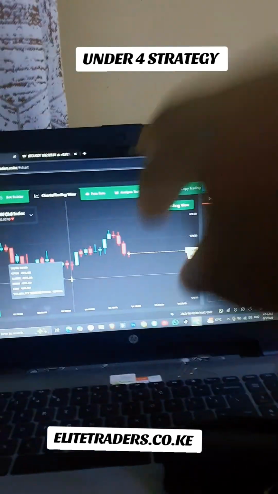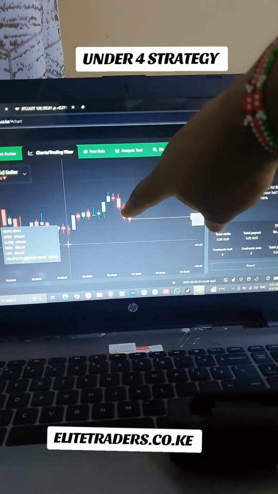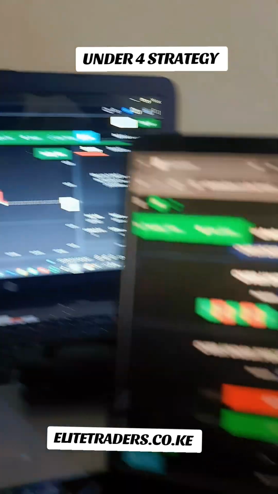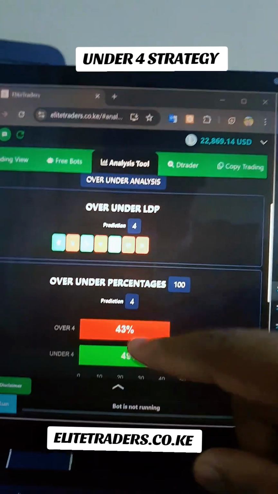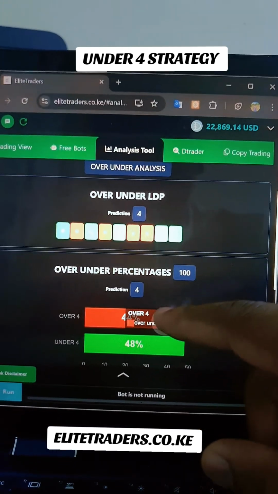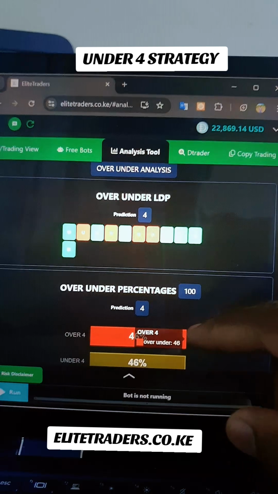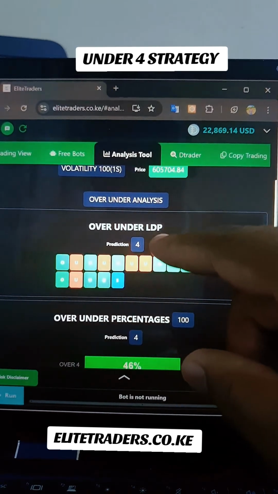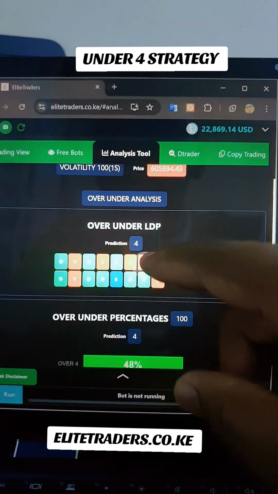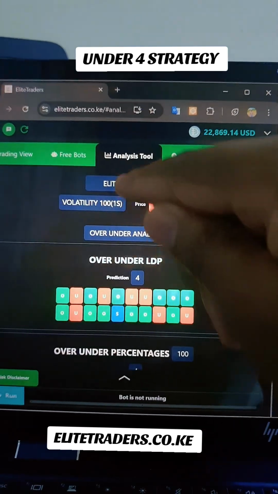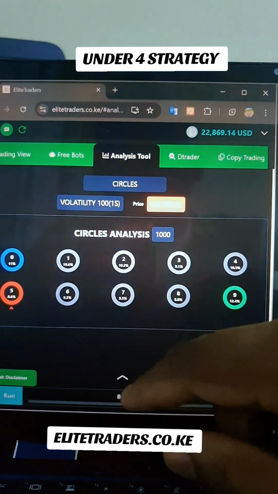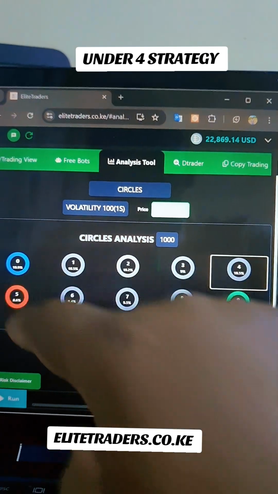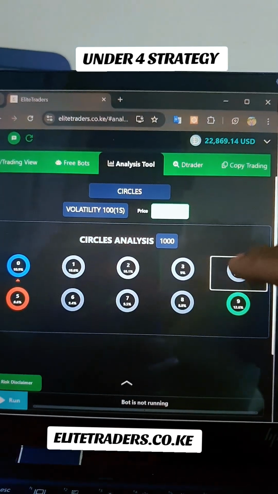If you check here, you can actually see the market was this candlestick. You're gonna trade now. The candlestick was on a continuous fall. Even the current candlestick is still on a continuous fall. The under 4 market here, that is on the percentage tool, should be 40% and above. Then on the LDP analyzer, the moment you set up your prediction digit as 4, the under digits should be dominating the market. Then get to the circles. The blue bar, green bar should all be below digit 4. Then the red bar should be above, that is from digit 4 and above.